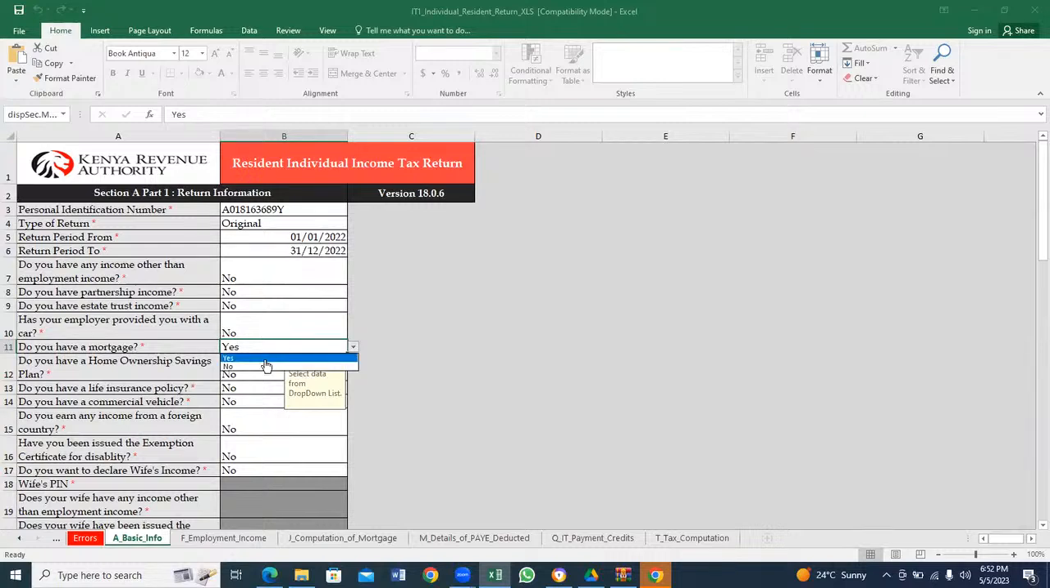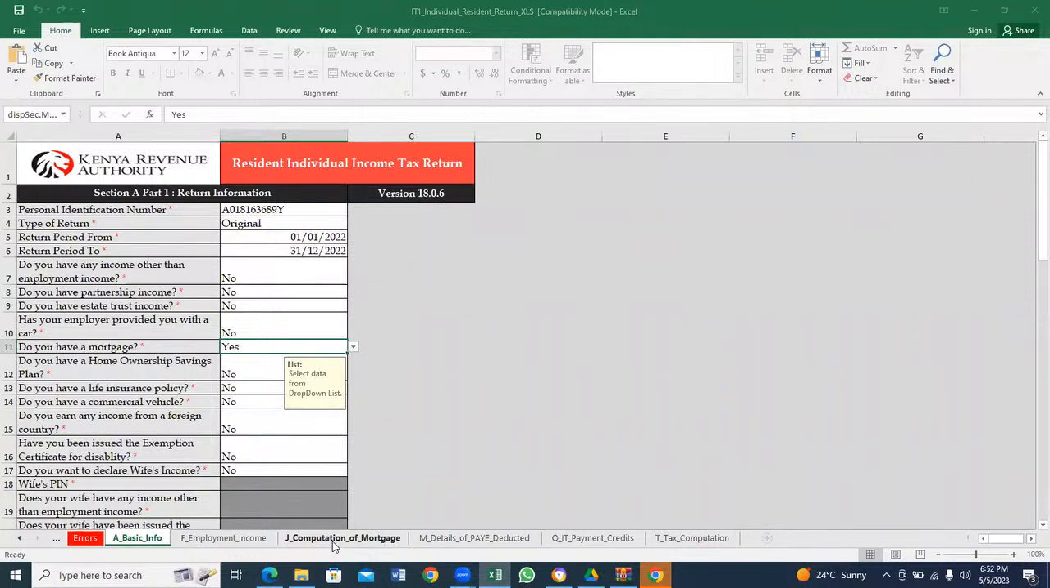Let me remove it first. If I remove it, I only have sheet 1, sheet 2, sheet 3, sheet 4, sheet 5. But when I say yes, I do have a mortgage, see what happens down here. An additional sheet that was not there, in the name of sheet J, appears.